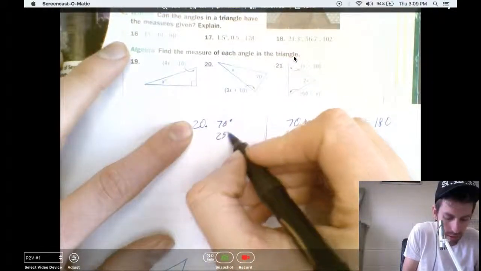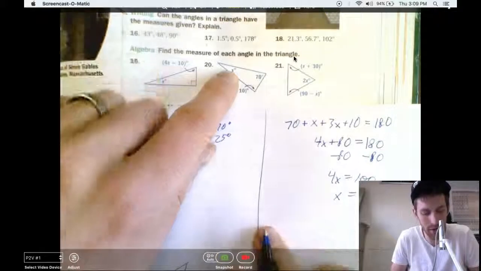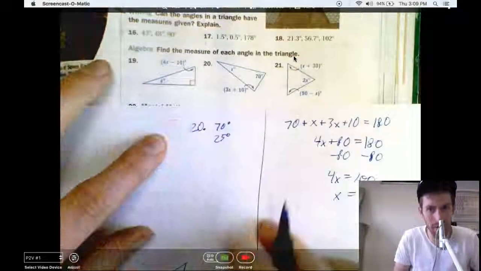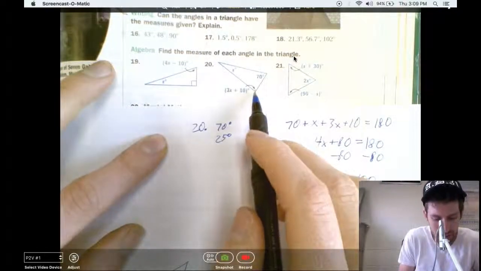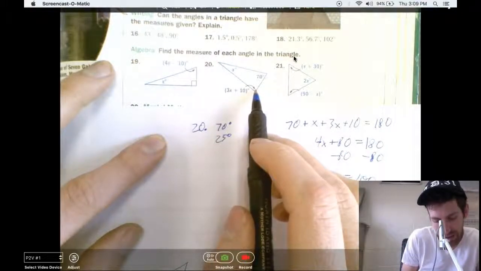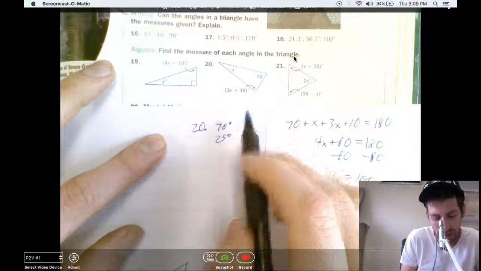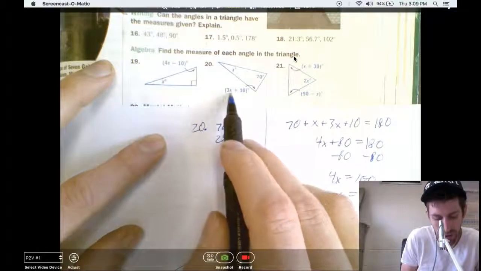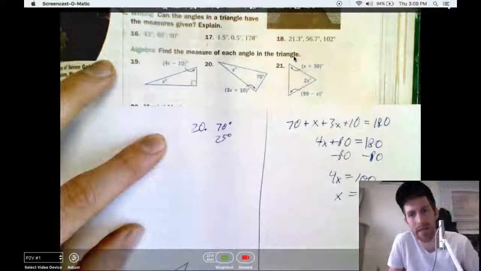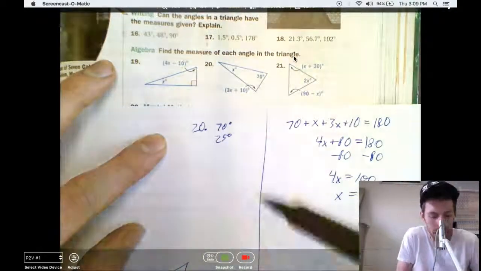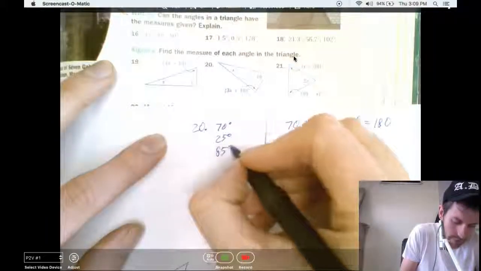So on my answers over here, I've got 70. I've got 25 degrees, because look, that angle right there is just x, which is 25. But then this last angle down here, which is kind of like 90, a little less, to figure it out, we got to take our 25 and plug it in for x. 3 times 25 is 75, plus 10 is 85. Boom.